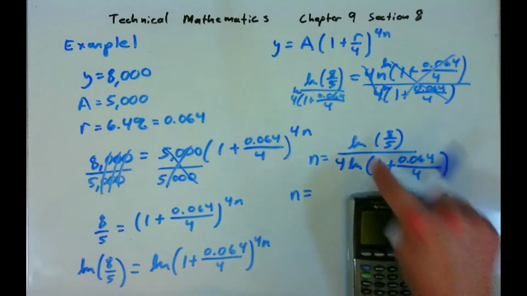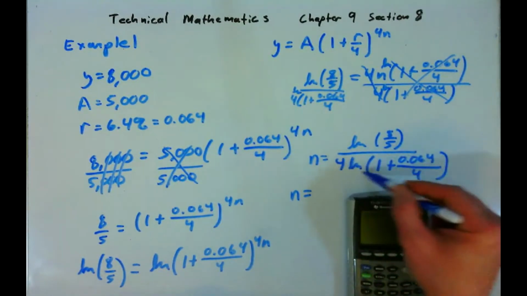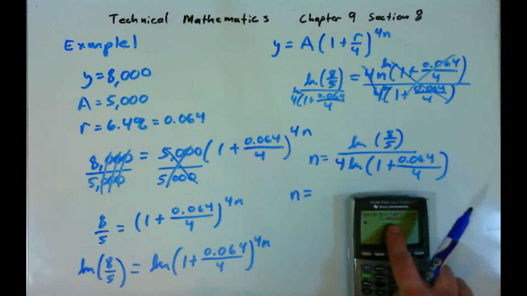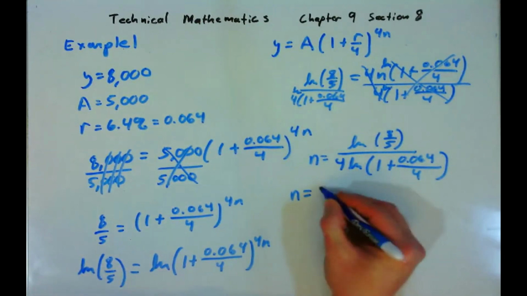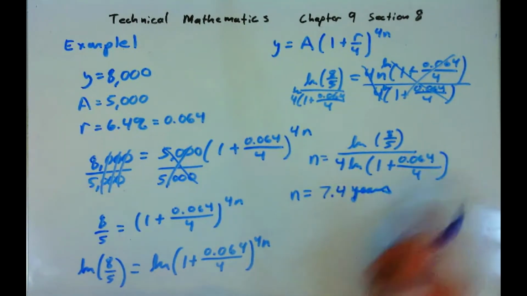And so we have in the numerator the natural log of 8/5, and that is being divided by all of this, so I want to make sure I put all of this in parentheses: open parentheses, 4 times the natural log of open parentheses 1 plus 0.064 divided by 4, close parentheses, equals. And we get 7.4. And that's going to be the number of years, 7.4 years.